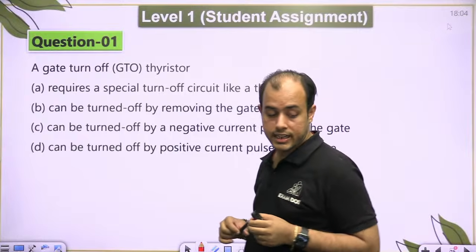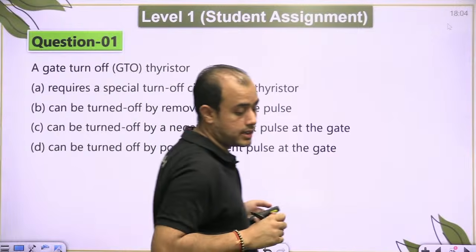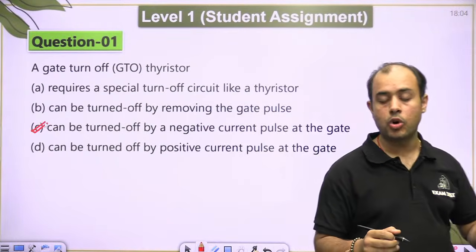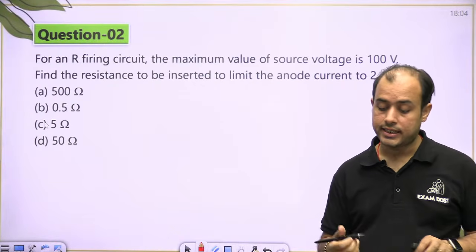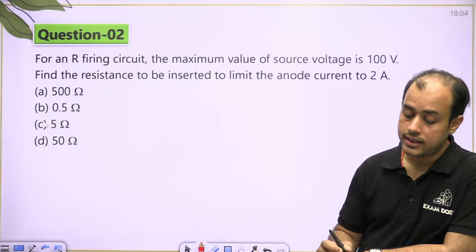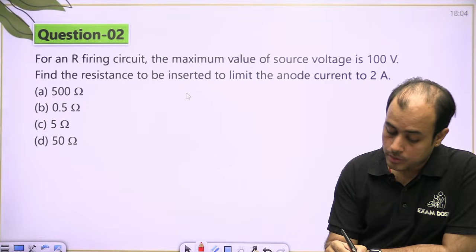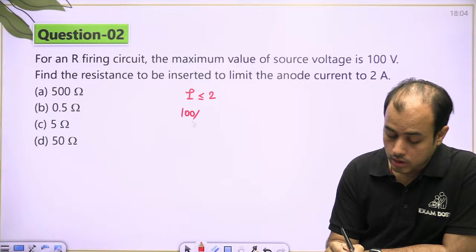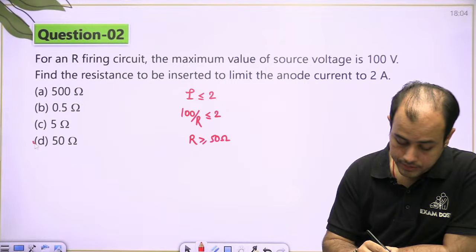So come to the assignment. A GTO can be turned off by negative pulse at the gate. For our firing circuit, maximum voltage is 100. We want to limit the current to 2 ampere. So basically current should be less than or equal to 2. So 100 by R, so R should be greater than or equal to 50 ohm.